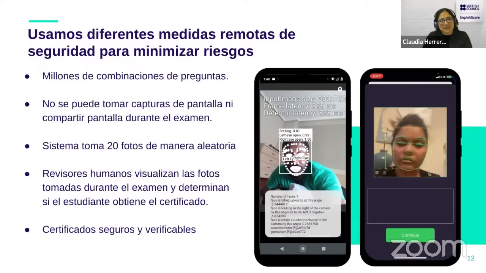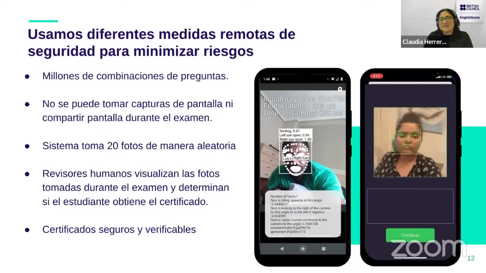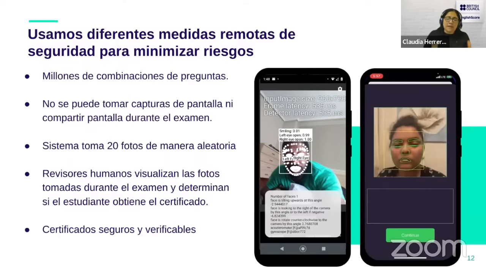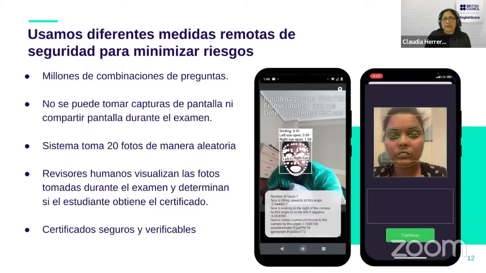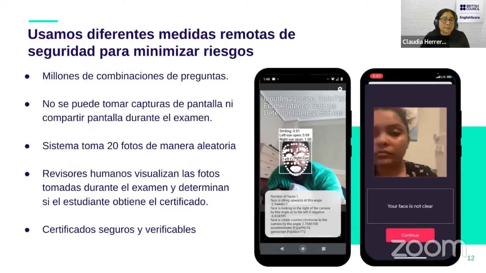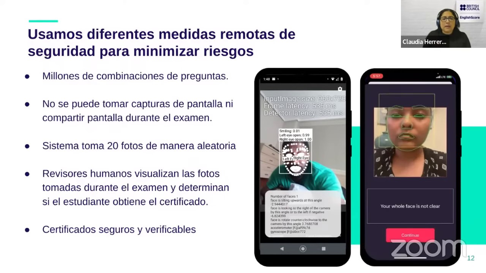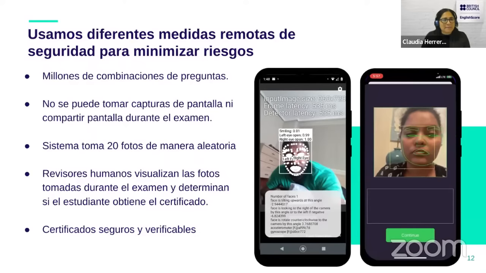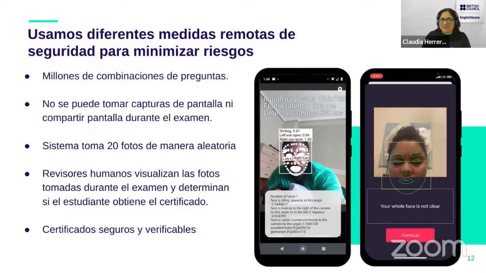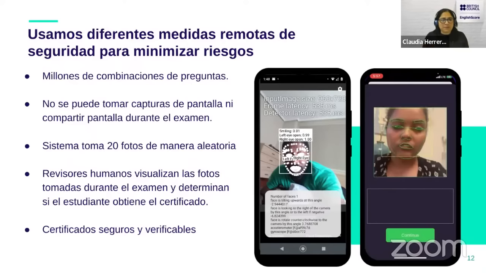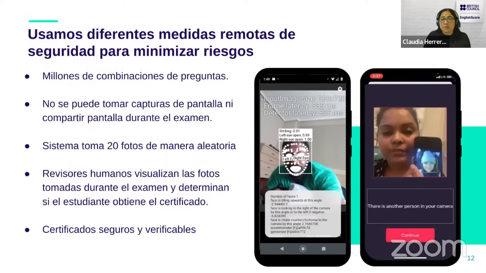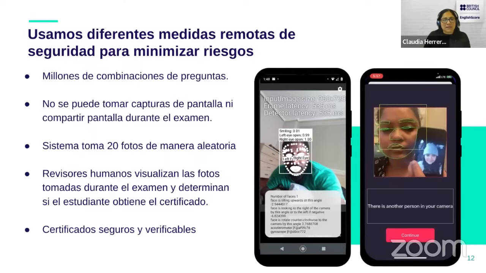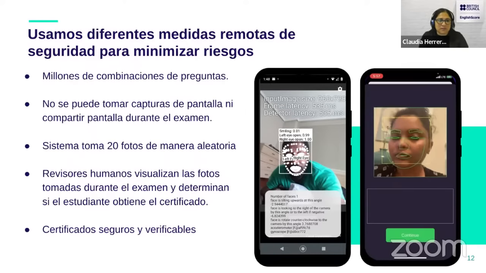Como es un examen que se rinde a través de un aplicativo móvil, el sistema no permite que tomemos captura de pantalla. ¿Con qué finalidad? Para evitar cualquier tipo de mala práctica. Tampoco podemos compartir pantalla ni proyectarla. El sistema toma un mínimo de 20 fotos. De manera aleatoria, no nos va a avisar que está tomando fotos. ¿Con qué finalidad? Recuerden que tenemos un equipo de revisores humanos que van a visualizar esas fotos para determinar si nos corresponde o no nos corresponde un certificado.